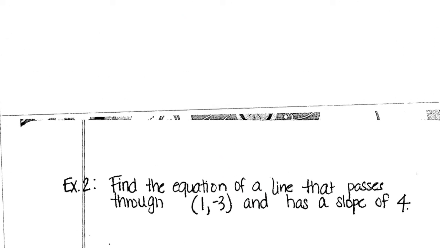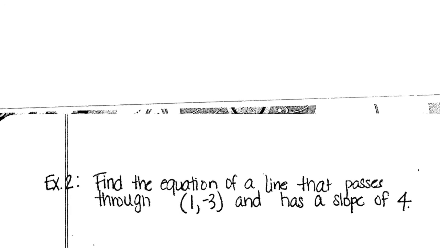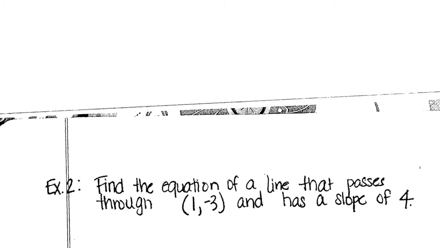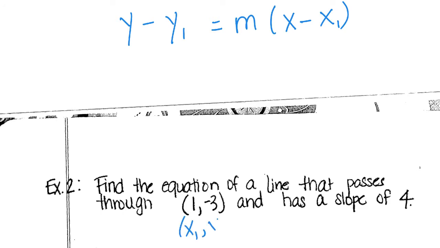All right, let's look at the first question. It says, find the equation of a line that passes through 1 and negative 3 and has a slope of 4. So set up that equation that we just talked about. Y minus y sub 1 is equal to m times x minus x sub 1. So notice this point is my x sub 1, y sub 1. The reason being is because I actually need this y and this x to actually be an x and a y. And my slope, in this case, is 4.